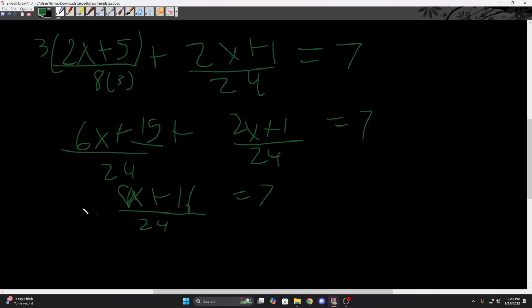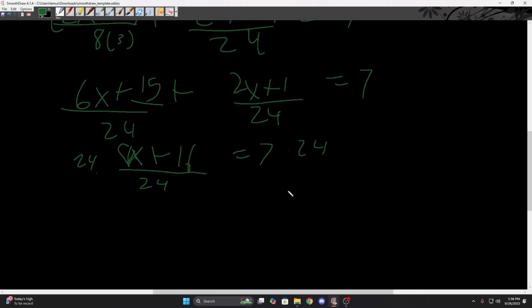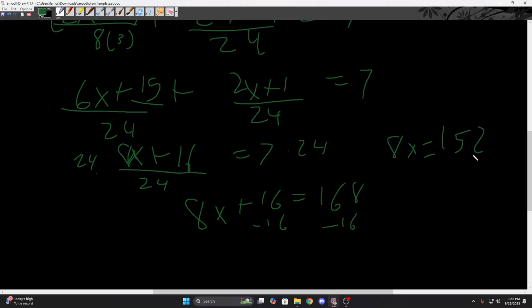Equals 7. What you can do is multiply by 24 to cancel that out. Now you have 8x plus 16 equals 168. You subtract 16. You should get 8x equals 152. Divide by 8, and your answer should be 19.